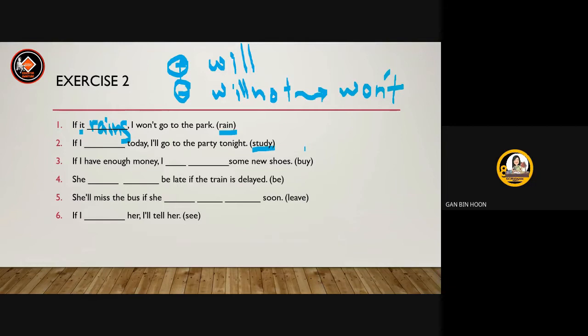Don't write in the comment there, okay? Just switch on your mic and the answer is easier, because normally on Google Meet, we prefer to hear your voice. Okay, what's the answer?